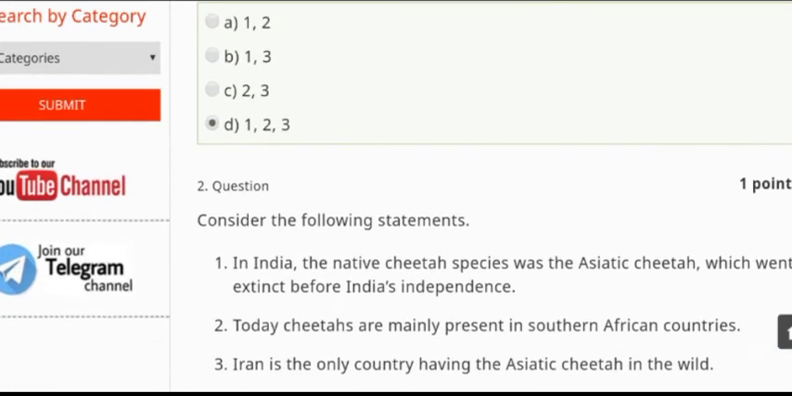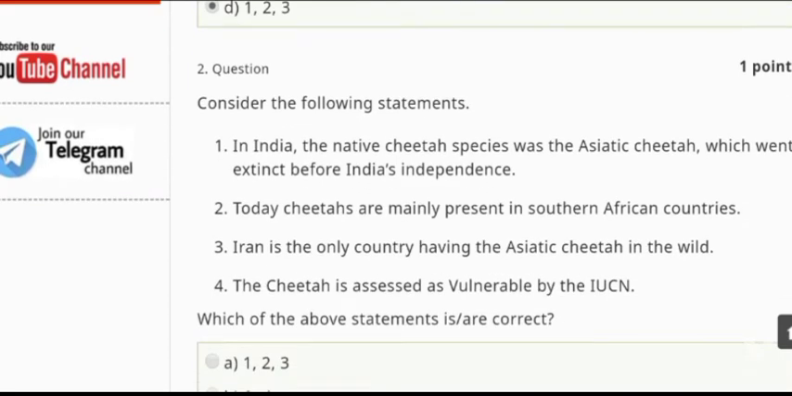Now comes the second question. In India, the native cheetah species was the Asiatic cheetah. This is true. All of us know that the Asiatic cheetah was found in India. And Iran is another country. This option says they went extinct before India's independence. So you see, this option is partly correct but not correct overall. Why exactly? The first part, that these cheetahs were Asiatic cheetahs, is correct, but they did not go extinct before India's independence. They went extinct in 1952, and here it is given that they became extinct before 1947. So this option is not correct.